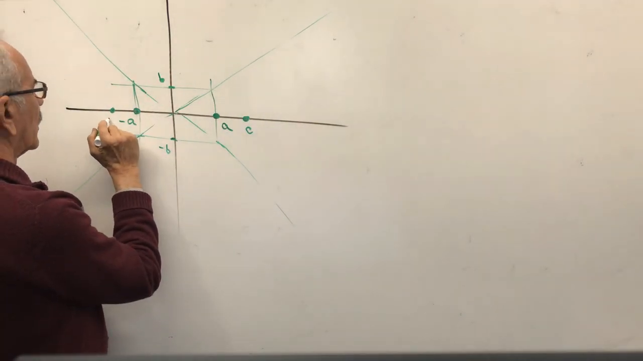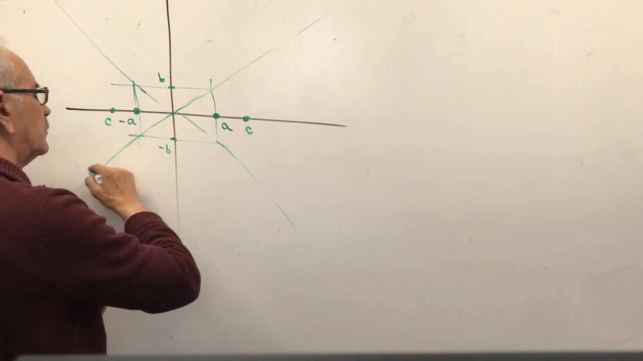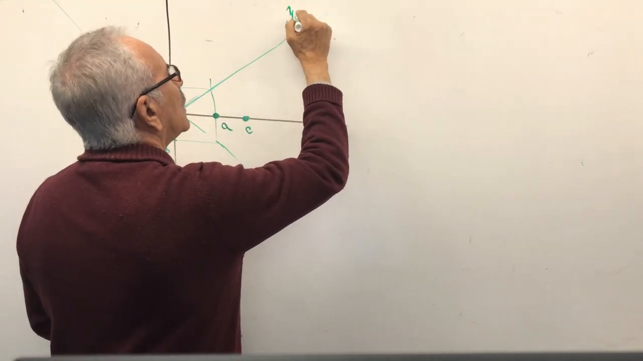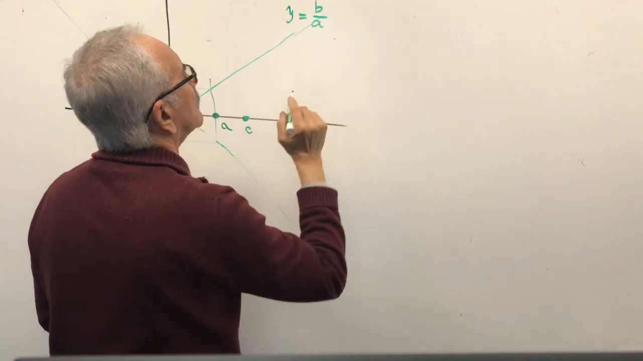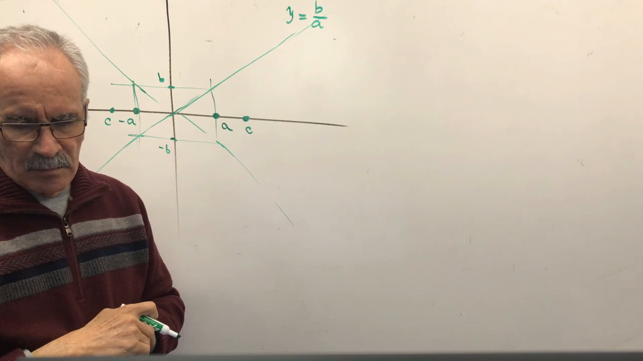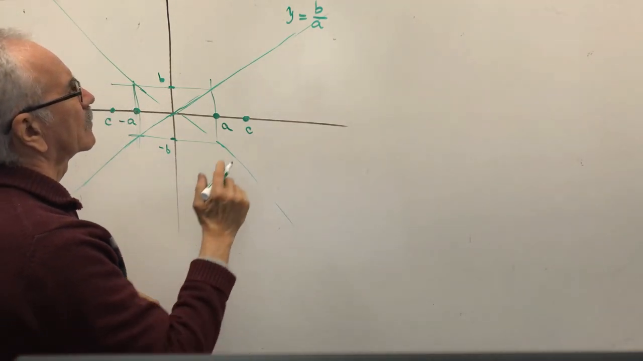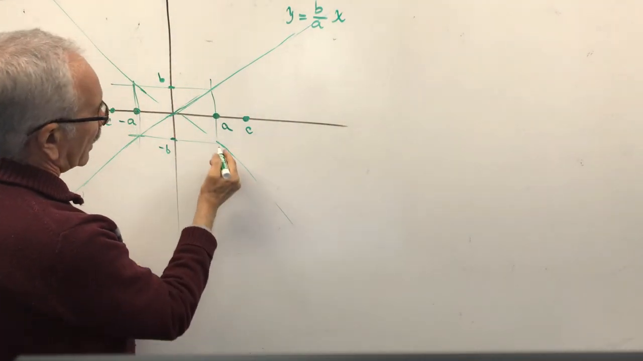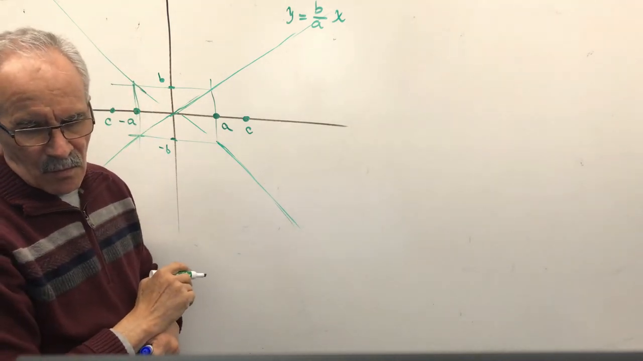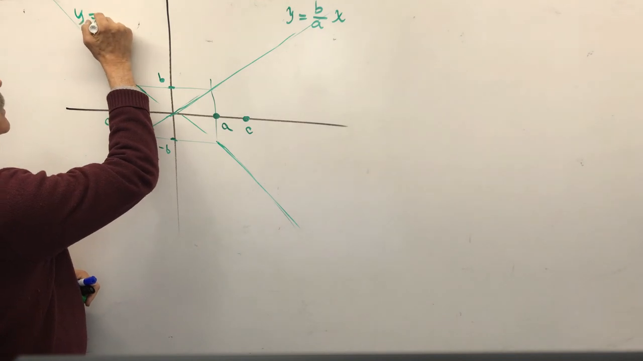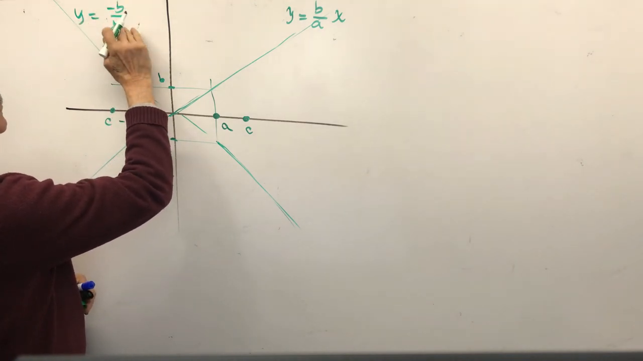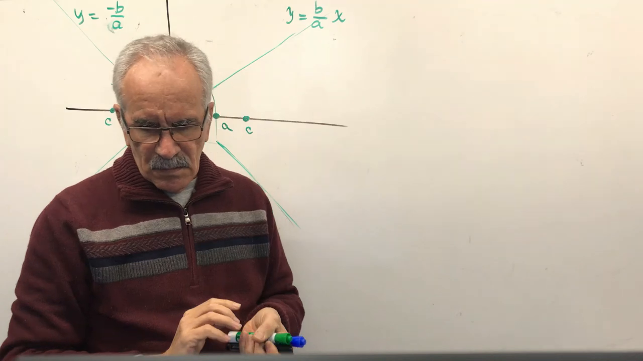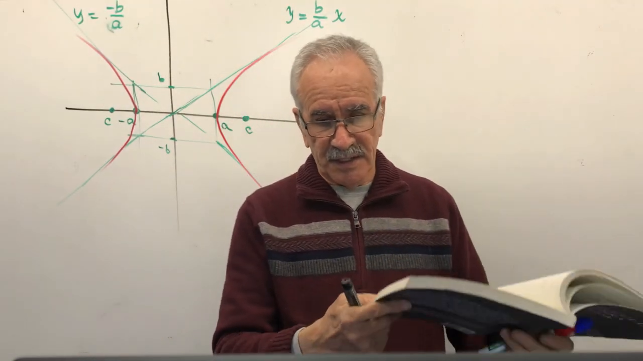Now we will review. Here will be the oblique asymptote, a line. Y equals B over A times x is the equation. For that one will be y equals minus B over A, also x. So the definition, let's read the definition.